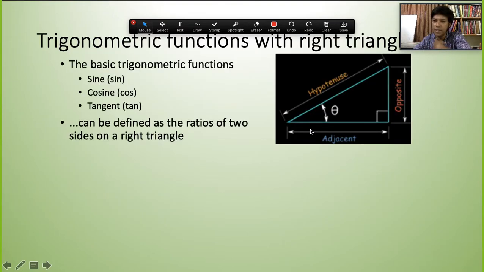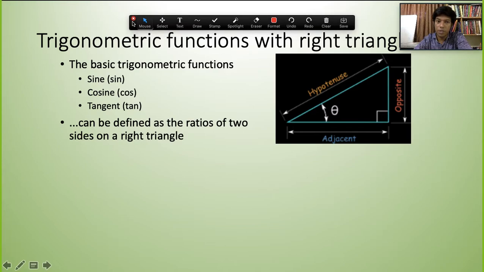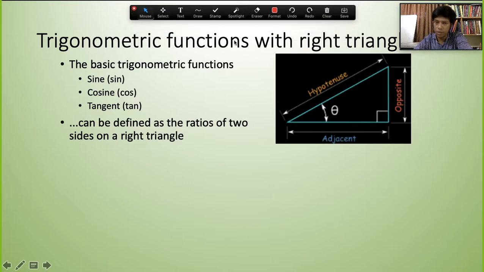Now if the angle is given, what about that? Say you know that this is 90 degrees and this angle is given. Then we have the trigonometric ratios. Then trigonometry starts playing its role.